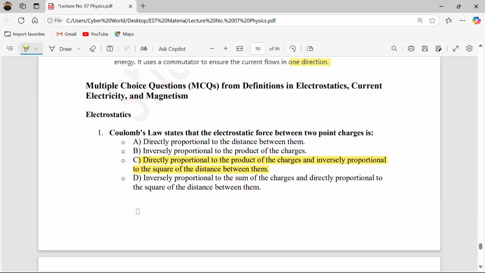Now let's move on to the MCQs, which are the most repeated past MCQs in EST physics exams. Okay, the first one: Coulomb's law states that the electrostatic force between two point charges is directly proportional to what? We know that Coulomb's law states that it is directly proportional to the product of charges and inversely proportional to the square of the distance between them. So the correct answer is C.